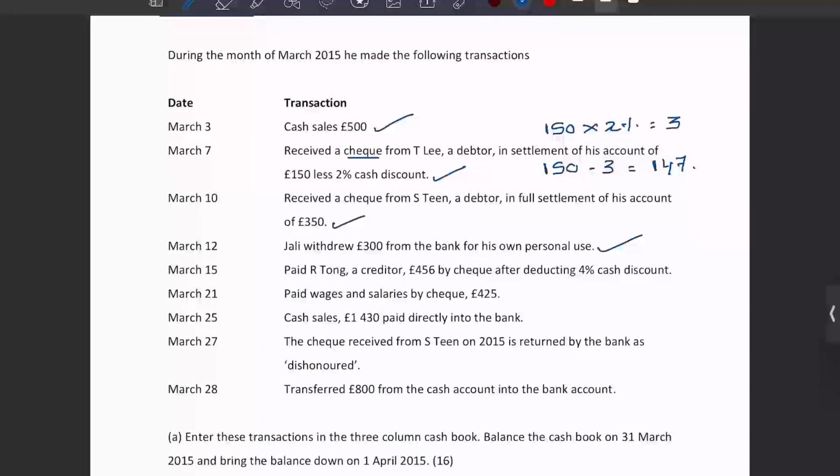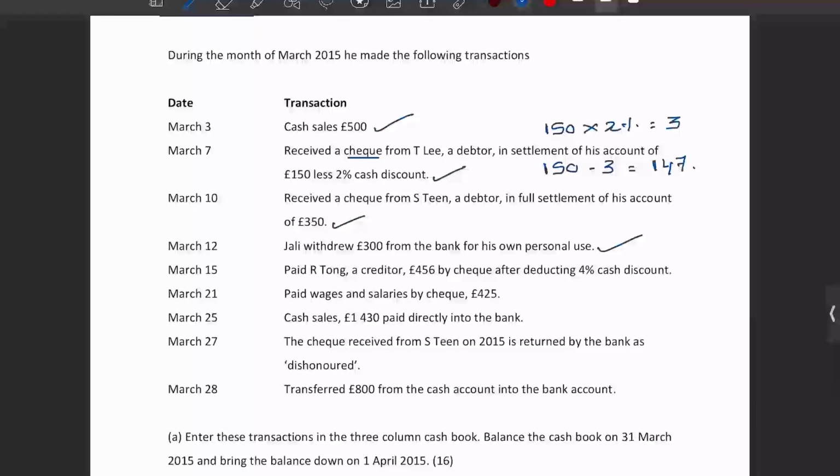J withdrew 300 from the bank for personal use. If you take 300 from your bank account for your personal work, what will happen to the money in the bank? Money in the bank will reduce. So if money in the bank is going to reduce, you have to put it on the credit side. If it increases, debit; if it reduces, credit. Very simple theory, nothing else.